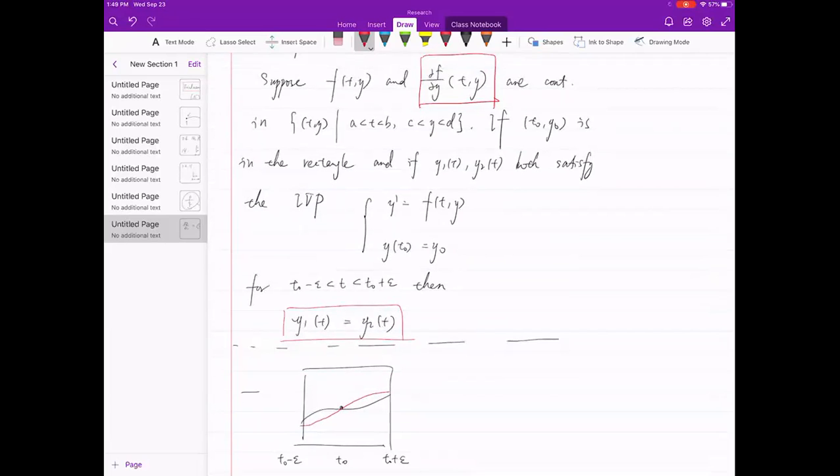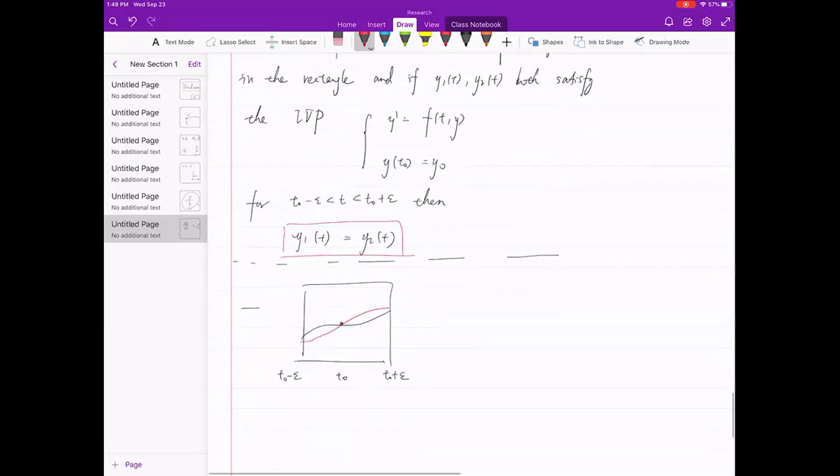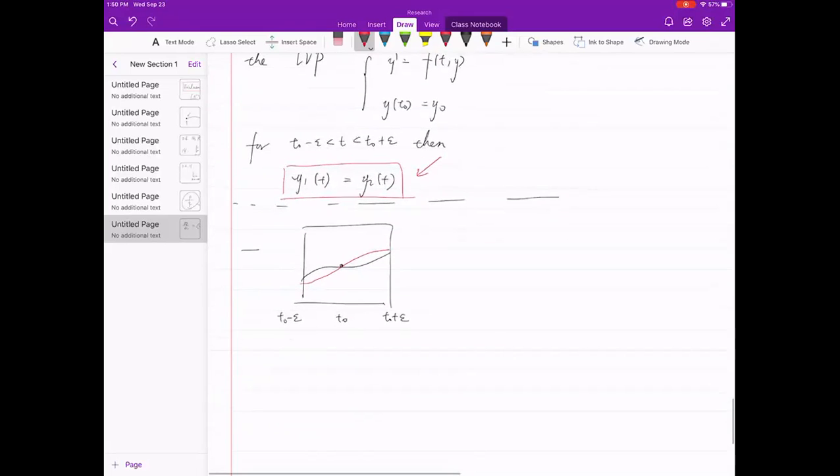Okay. That means you have two solutions. The first one is y1, the other one is y2. They satisfy the same initial value problem. Then if the partial derivative with respect to y is continuous, you are guaranteed that these two solutions are actually one solution. Basically it tells you this never happens. The red one and the black one should overlap each other. Then go ahead and try to run your numerical method. It's going to work.